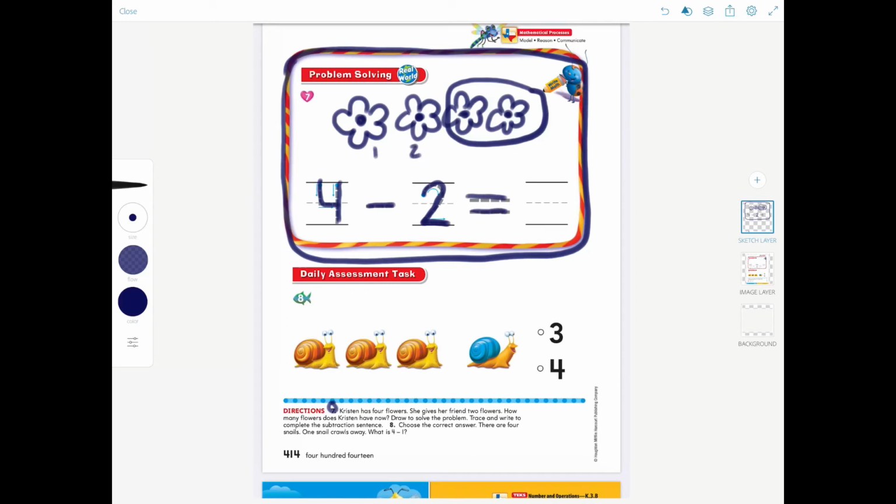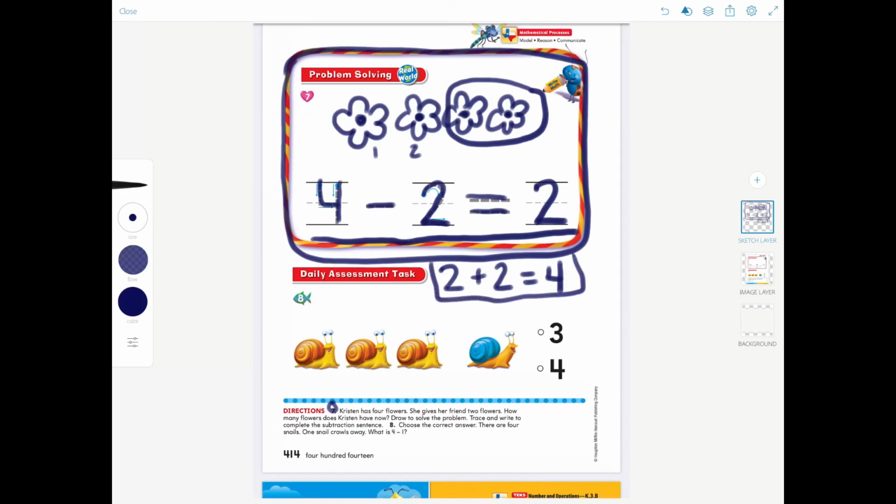I have 1, 2 who are still with Kristen. So I write down the number 2. So my number sentence will be 4 minus 2 equals 2. Those numbers may sound familiar because they go together to make an addition statement that we've talked about before. 2 plus 2 equals 4. You guys all love this number sentence. You all know that one.